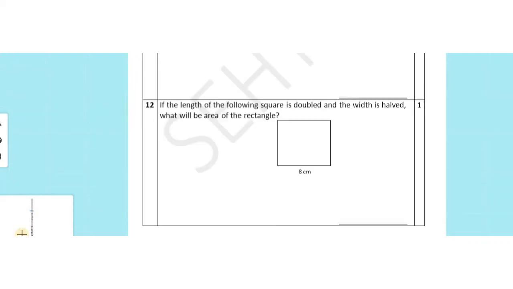In question number 12, length of the square is doubled and the width is halved. So, we can see the edge is 8 centimeters. So, length is 8 times 2, 16 and width is half of 8, 4 centimeters. So, area is 16 times 4, 64 centimeter square.